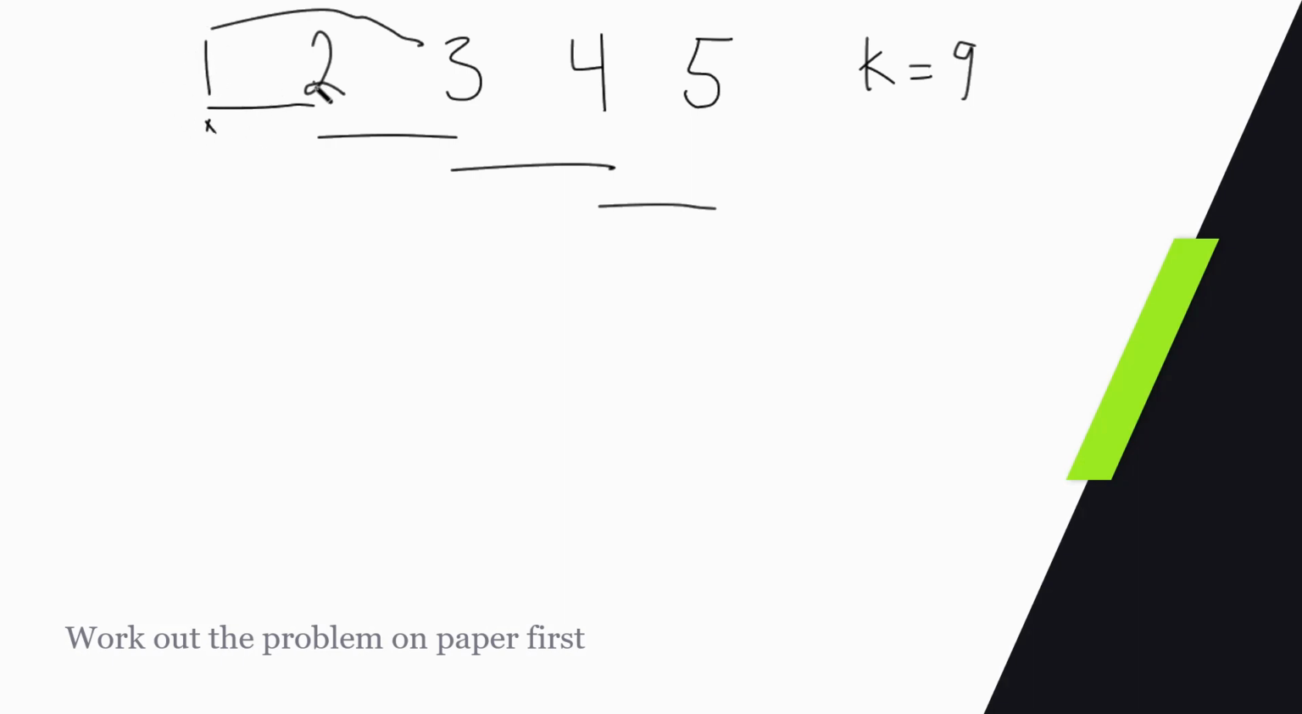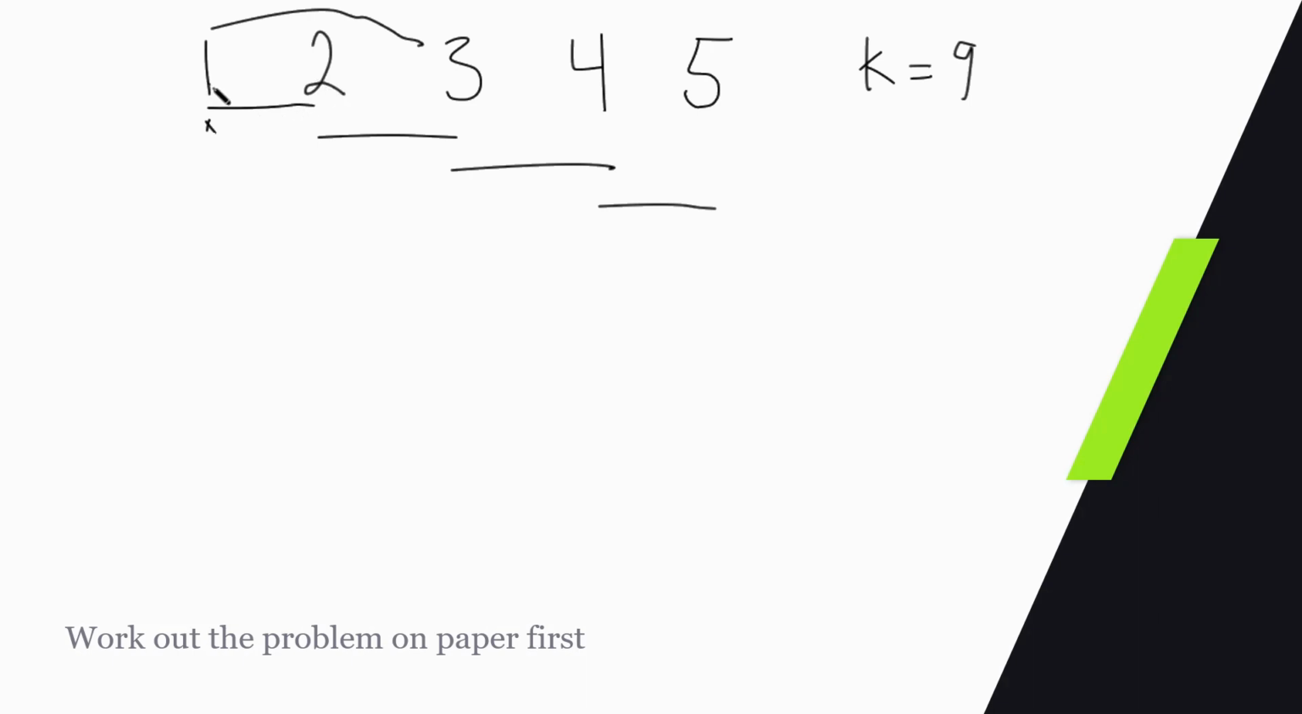So 1 and 2, does that equal 9? No. Okay, so does 1 and 3 equal 9? No. All right, does 1 and 4 equal 9? No. Does 1 and 5 equal 9? No. All right, so now I've exhausted all possible pairs that have the number 1 in it, or at least this particular one. So now let me look at all pairs with 2.